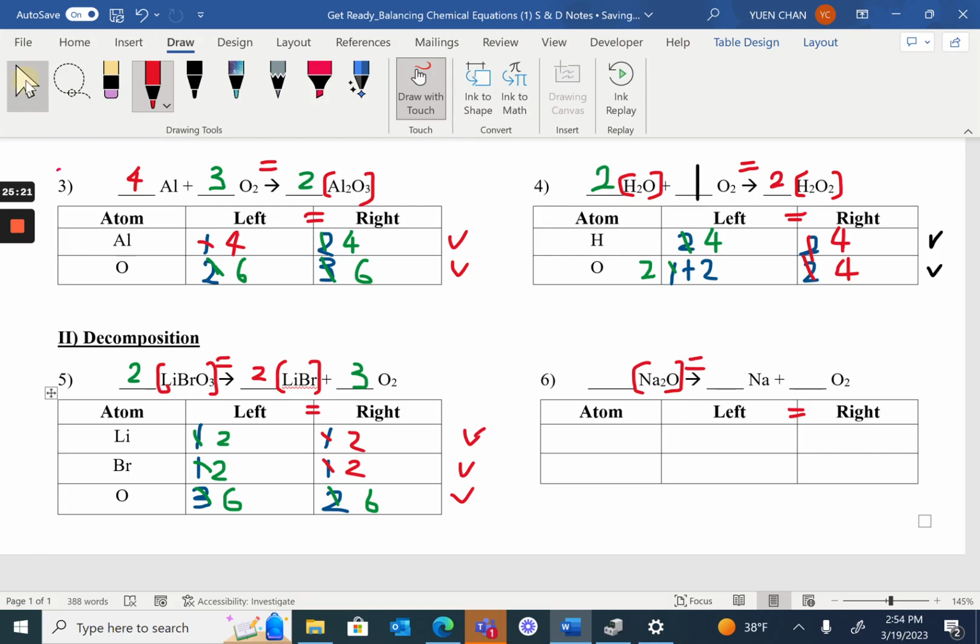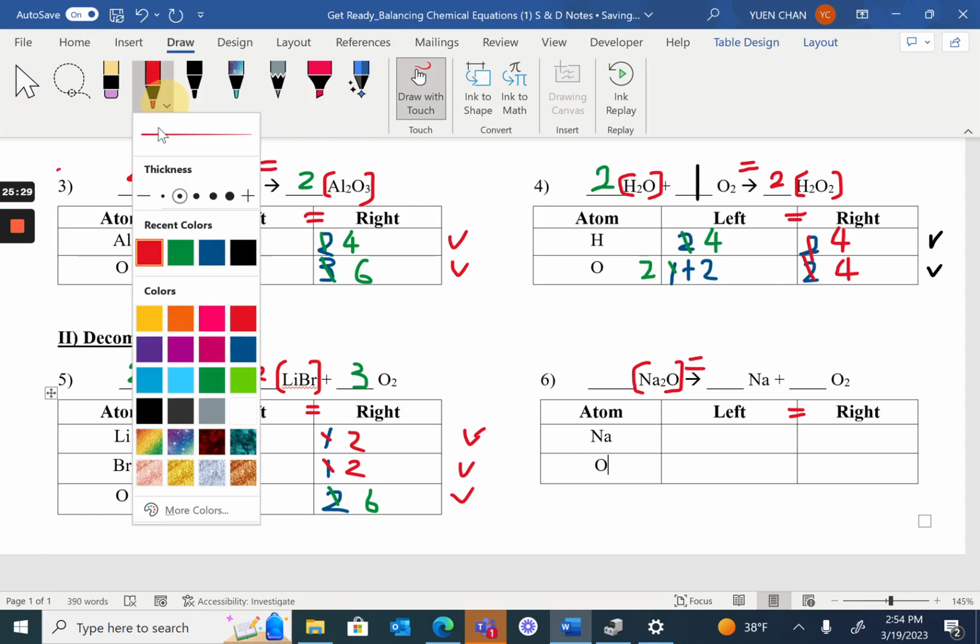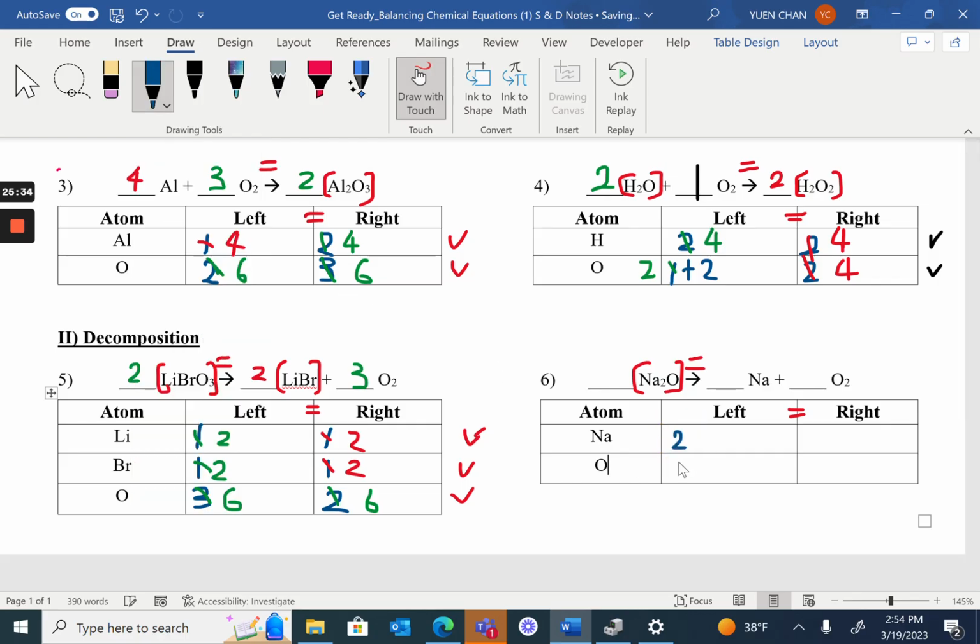Here I got 2 atoms, Na and O. On the left-hand side I got 2 Na and 1 oxygen. On the right-hand side I got 1 Na and then 2 O. Again, it doesn't really matter which one you start to balance. Your final answer should be the same. The work in the middle could be different, but as long as you balance correctly, it doesn't really matter which one you start with. So you can either do the Na or the O. Okay, I'm going to try the Na.